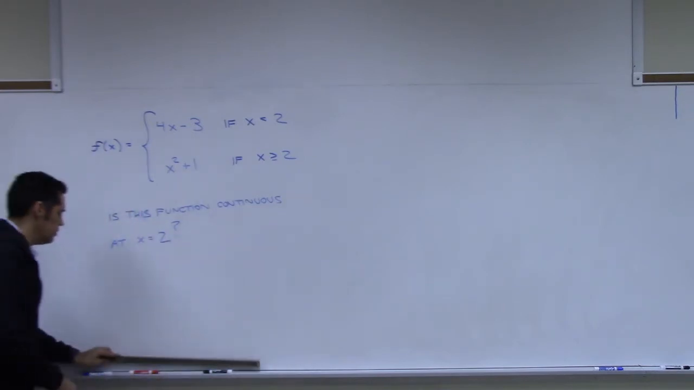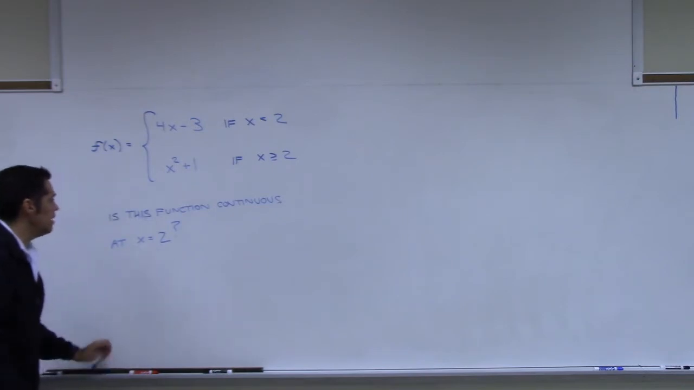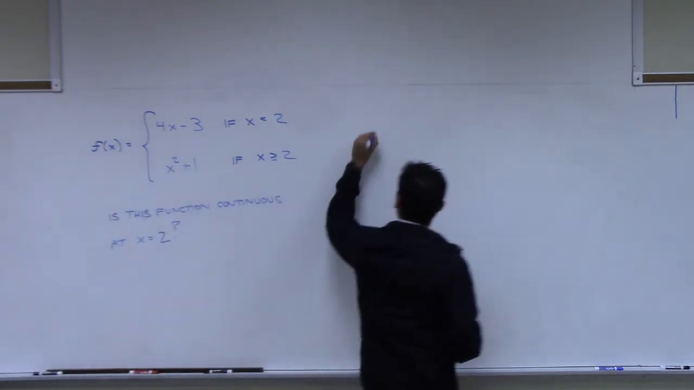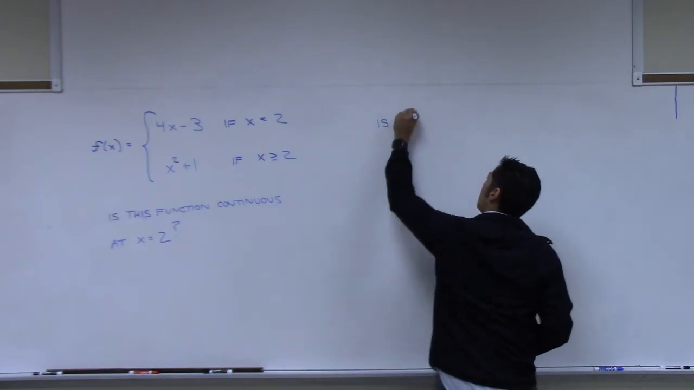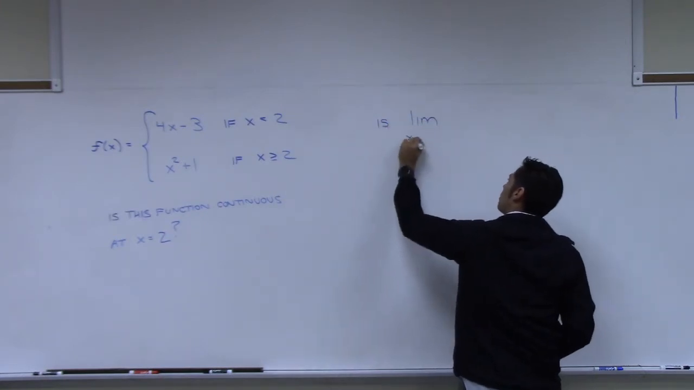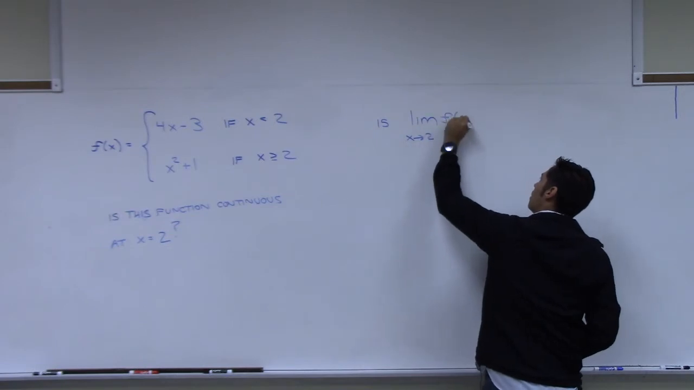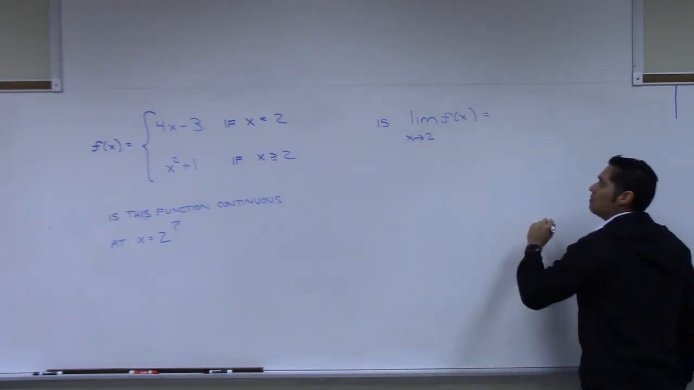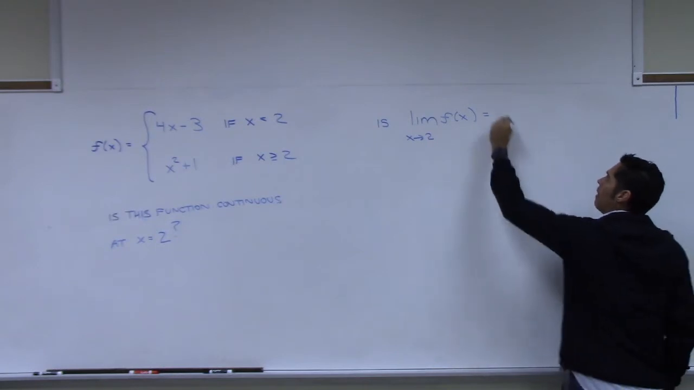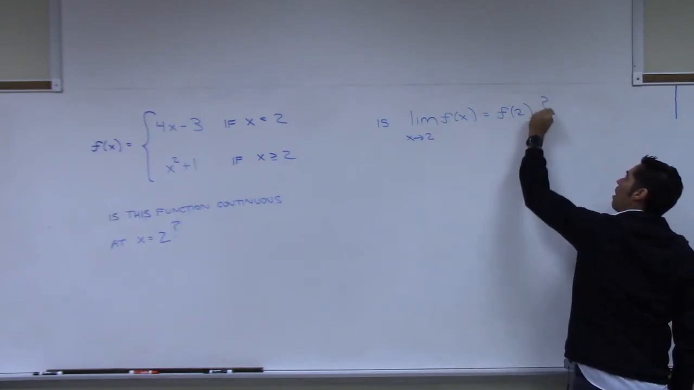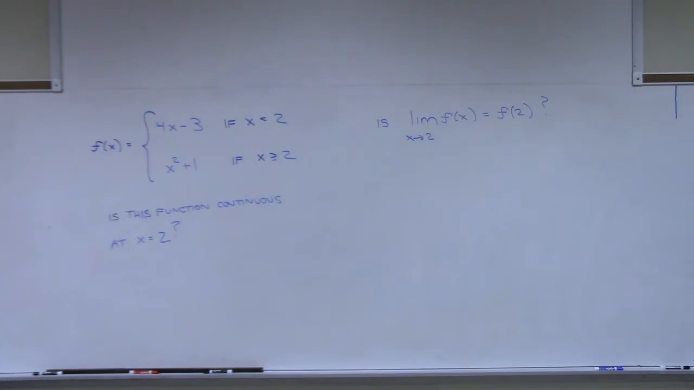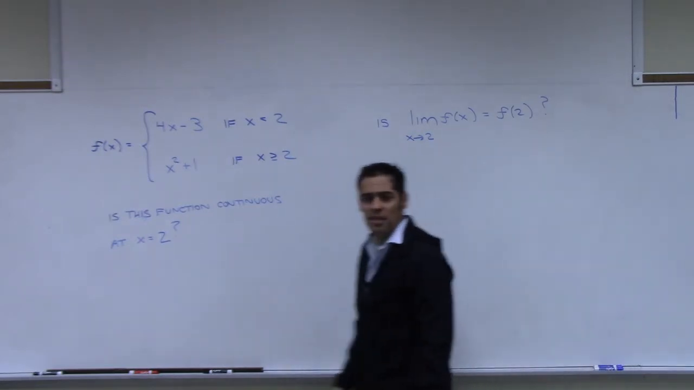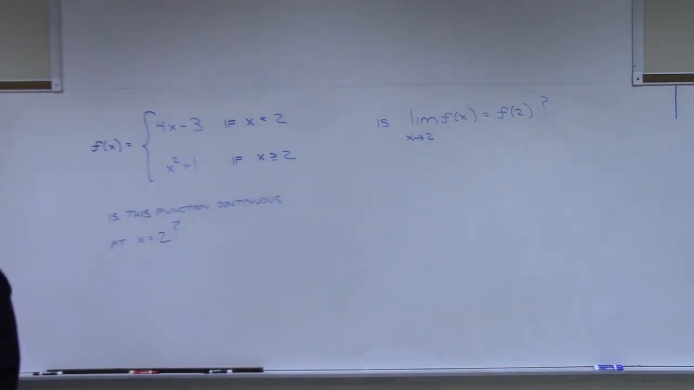So what I'm going to do is go to the definition right now. What I want to know is, is the limit as x approaches 2 of this function equal to f of 2? That's what I want to know, right? Are those two things equal? Which side of that equation, because I'm going to work it left and right, is the easy part? The right side, right? So what is f of 2?